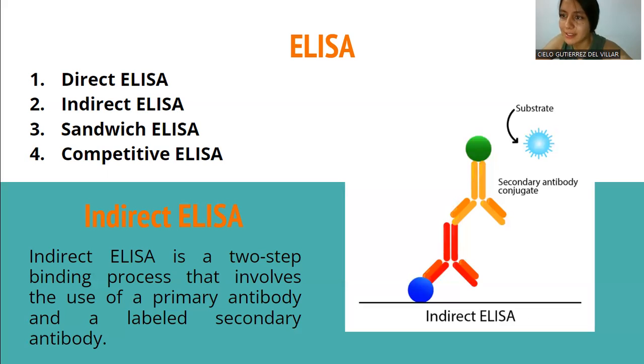Indirect ELISA is a two-step binding process that involves the use of a primary antibody and a labeled secondary antibody. As one of the components, the antibody is labeled with an enzyme and insolubilized on a support. The antigen-antibody reaction will be immobilized and easily revealed by the addition of a specific substrate.